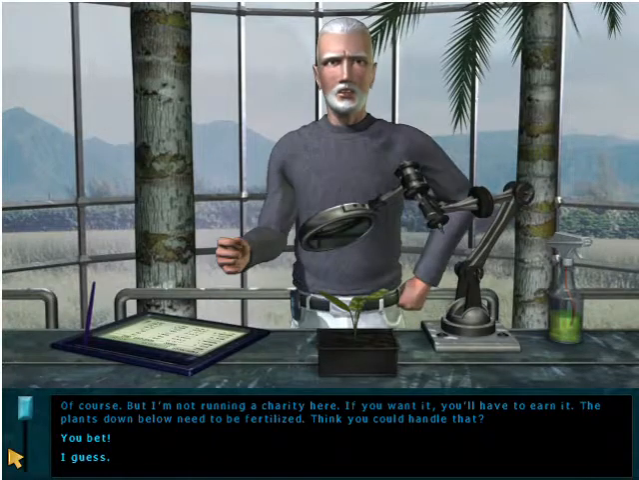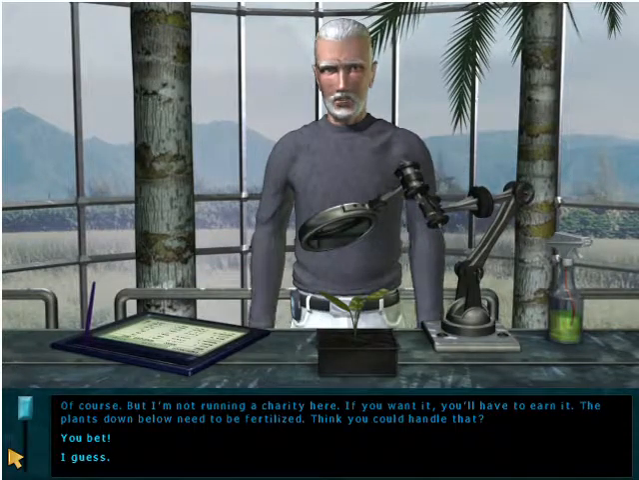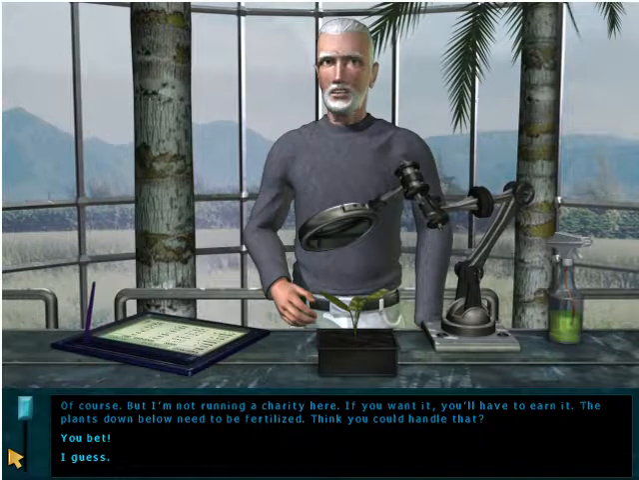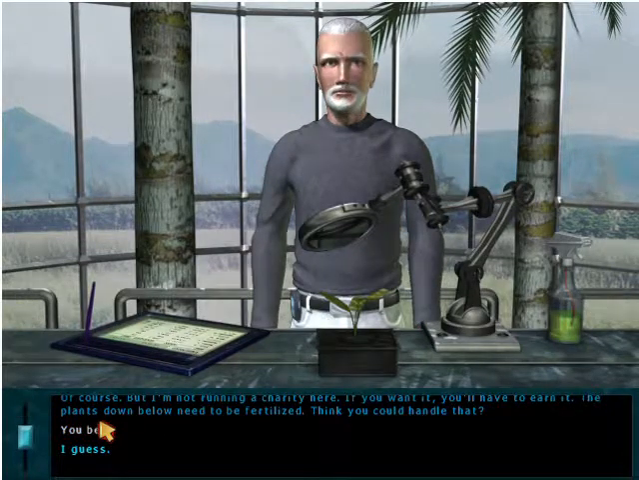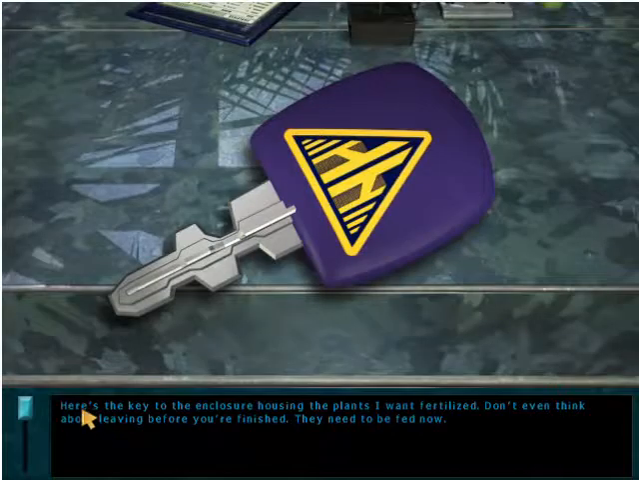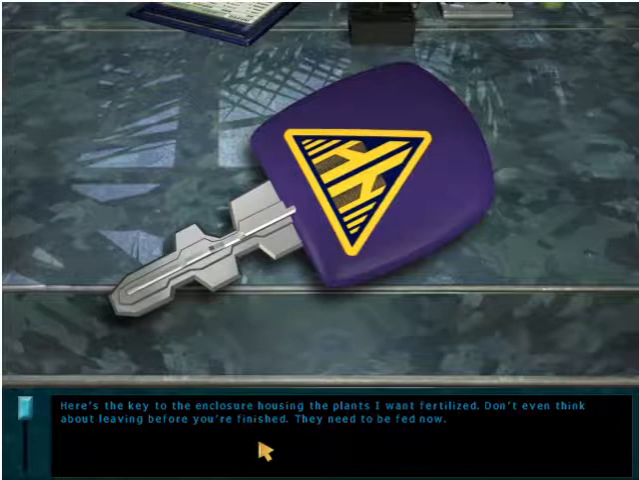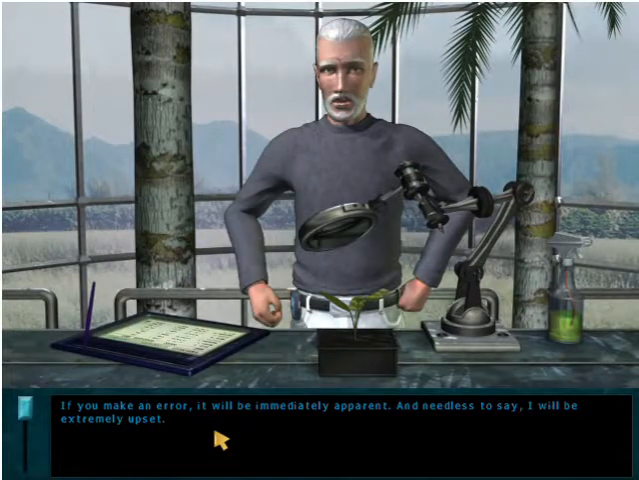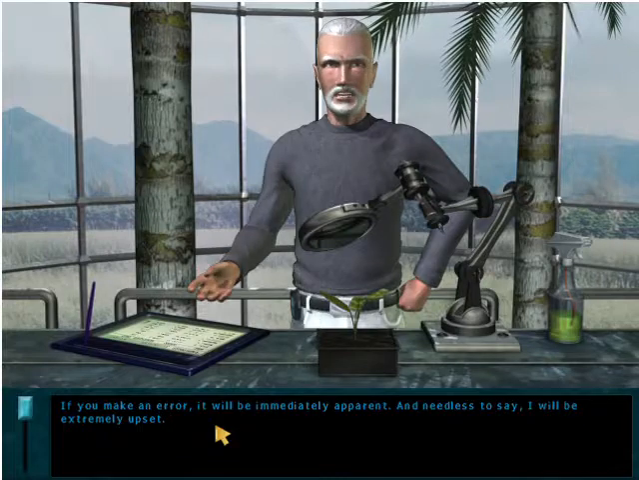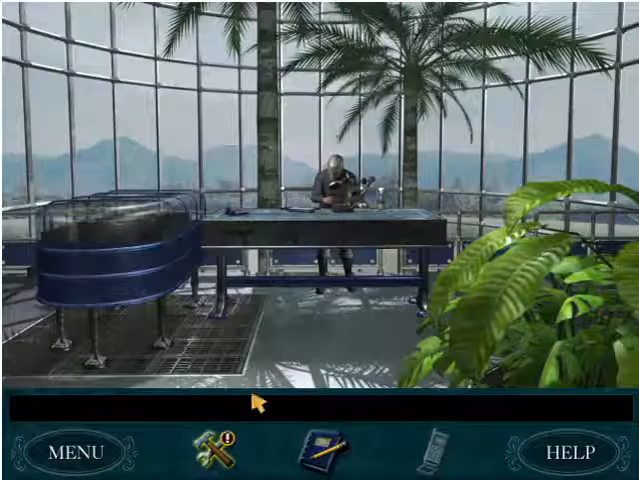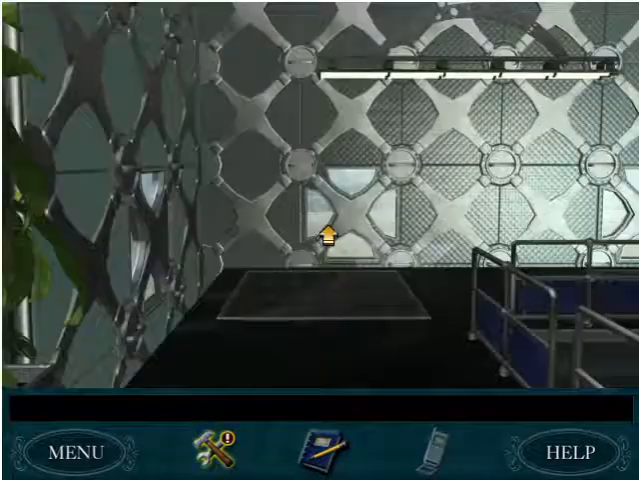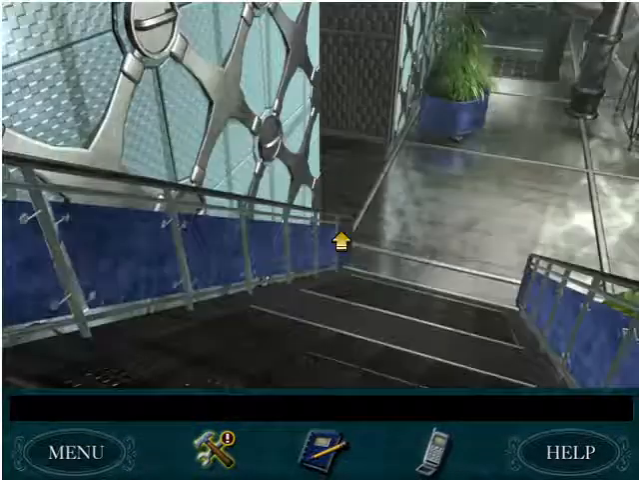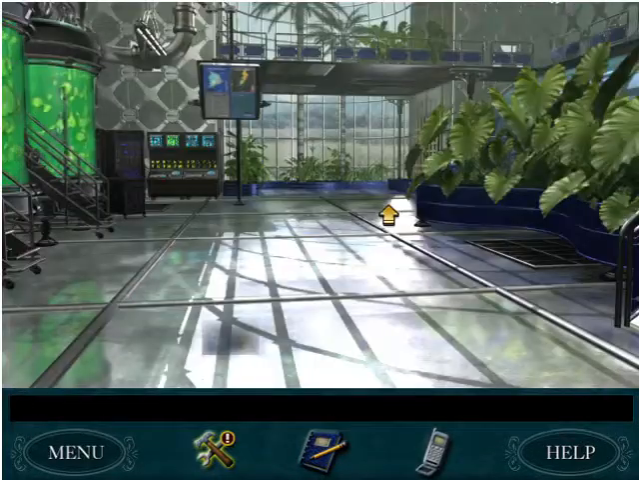Of course, but I'm not running a charity here. If you want it, you'll have to earn it. The plants down below need to be fertilized. Think you could handle that? You bet. Good. Here's the key to the enclosure housing the plants I want fertilized. Don't even think about leaving before you're finished. They need to be fed now. If you make an error, it will be immediately apparent, and needless to say, I will be extremely upset. Got it. So don't mess up. Good luck. Even though you've never done this before, you are not allowed to fail.